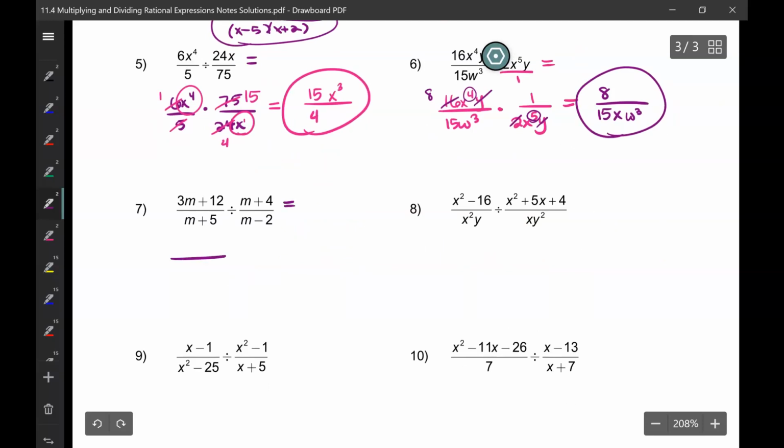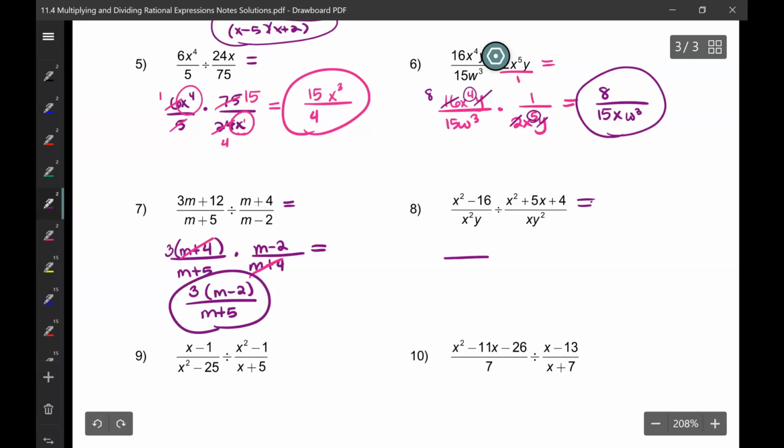Next one, so I have 3m plus 12, so I'm going to factor out a 3. I'm going to be left with m plus 4 over m plus 5 times, now I'm just going to flip it, so I'm going to make this m minus 2 over m plus 4. What can we cancel? M plus 4. So what do we have left? 3 times m minus 2 over m plus 5.